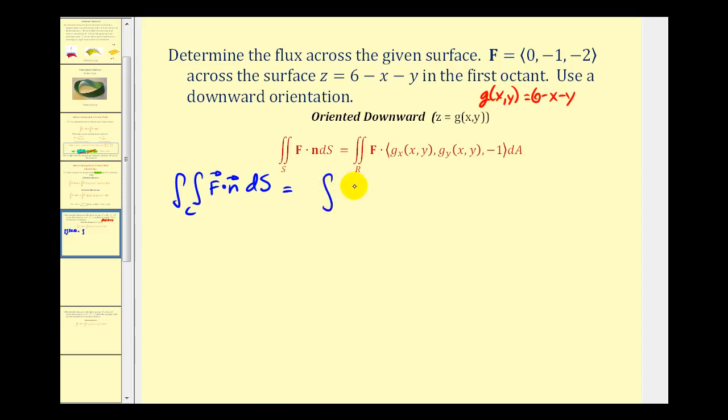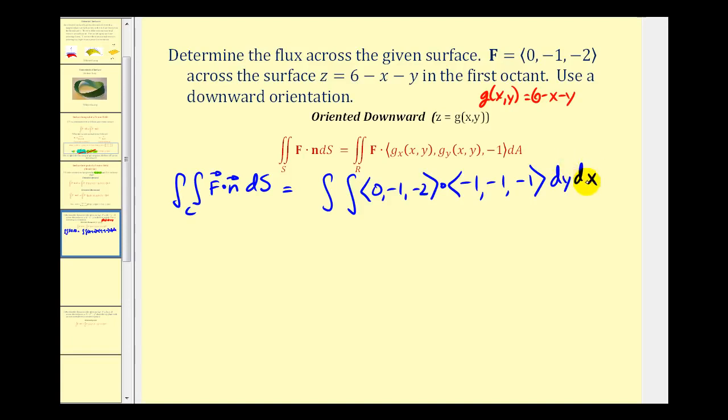We'll have the double integral over the region R on the xy plane of F, which is <0, -1, -2>, dotted with the angle bracket: the partial derivative of g with respect to x, that's going to be -1. The partial derivative of g with respect to y, that'll be -1. And the z component will always be -1 if it's given in this form. And then for differential A, we're going to go ahead and use dy dx.